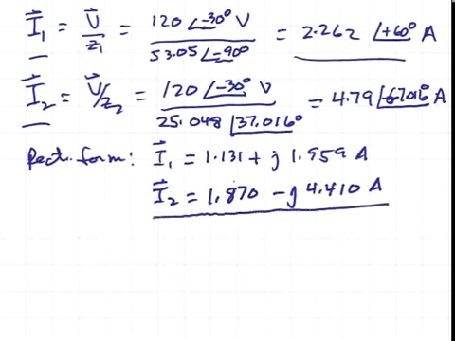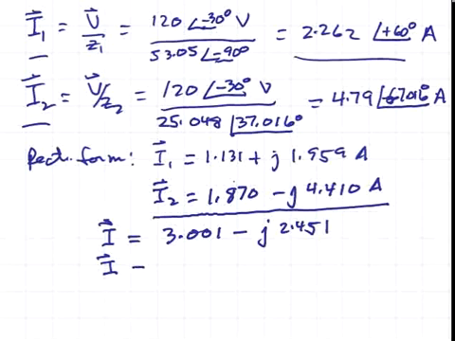And we add these two currents, and we have that the current flowing from the source is equal to 3.001 minus J 2.451. Then we can recalculate this I in the polar form, and this is equal to 3.875 at an angle of minus 39.24 degrees amperes.